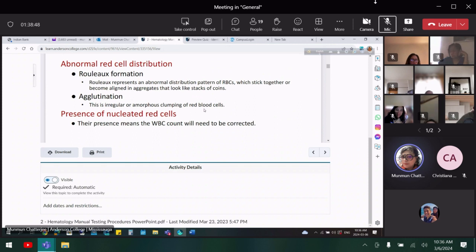Now, when you learned the ESR, did Saina tell you what rouleaux formation means? Or you already learned the ESR, right? When did Saina teach you?